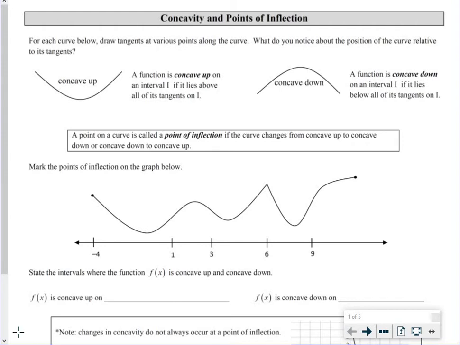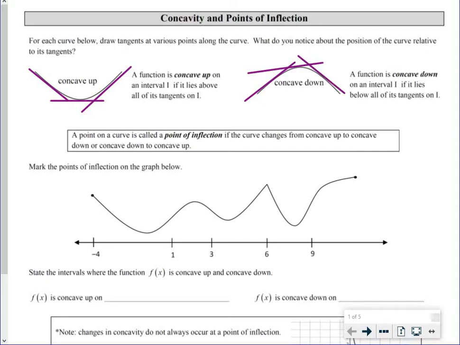Hello everyone, today we're doing concavity and points of inflection. So to start, we're going to draw some tangents for these curves. So let's see. So here's a few for that, and a couple. There's one. Another.